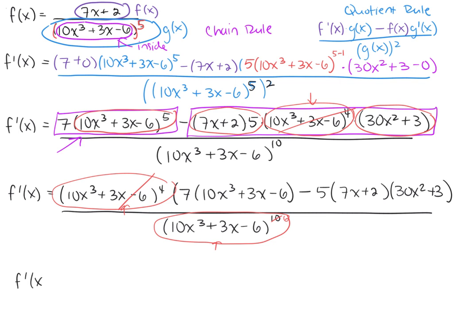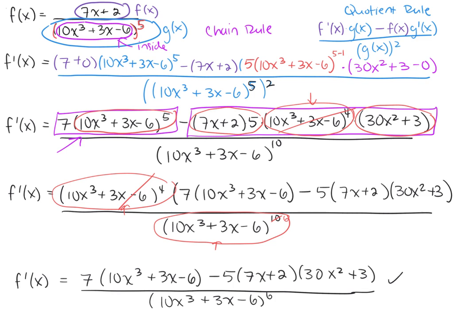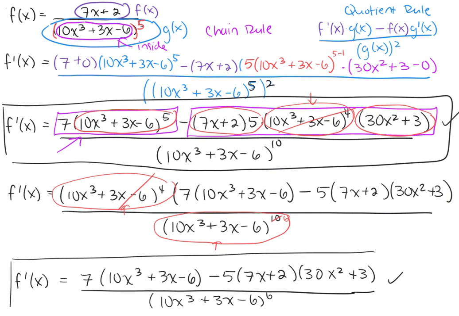Okay, so f prime of x is now equal to 7 times 10x to the third plus 3x minus 6, minus 5 times 7x plus 2 times 30x squared plus 3, all over 10x to the third plus 3x minus 6 to the 6th power. And you can leave your answer like this, but guys, I won't be sad if you stopped up here and gave me that as your answer as well. Okay? All right. I know that was a lot of work.